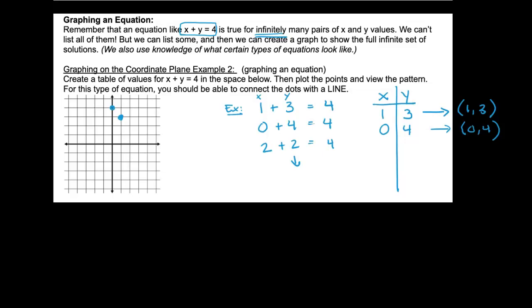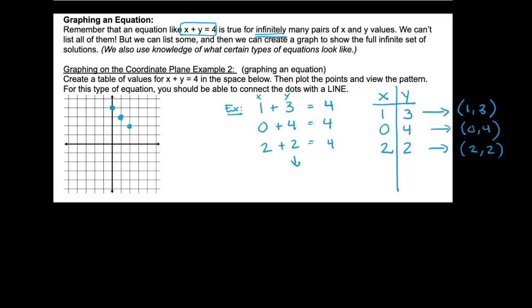And then I plot a point. And then my next example, 2 plus 2. So x could be 2, y could be 2. And so that's the coordinate 2, 2. So I go to the right 2 and I go up 2. Let's try a negative value.